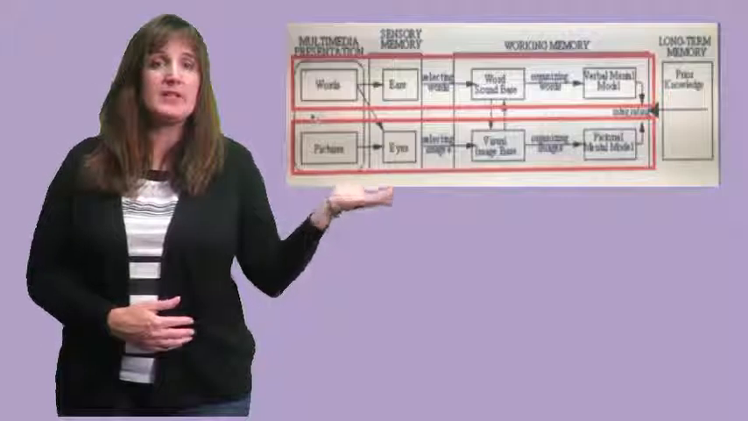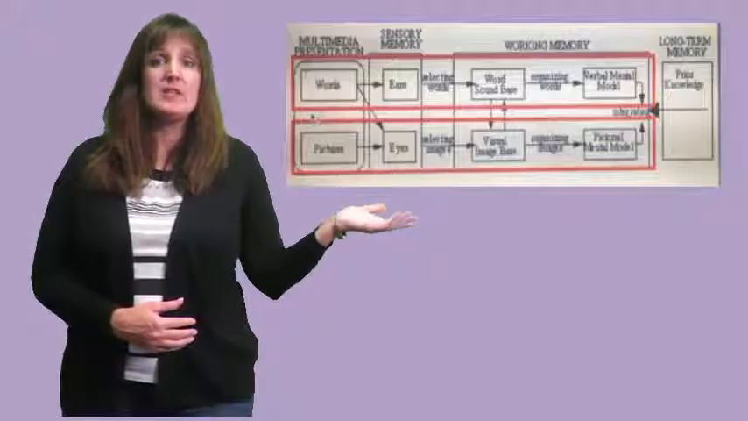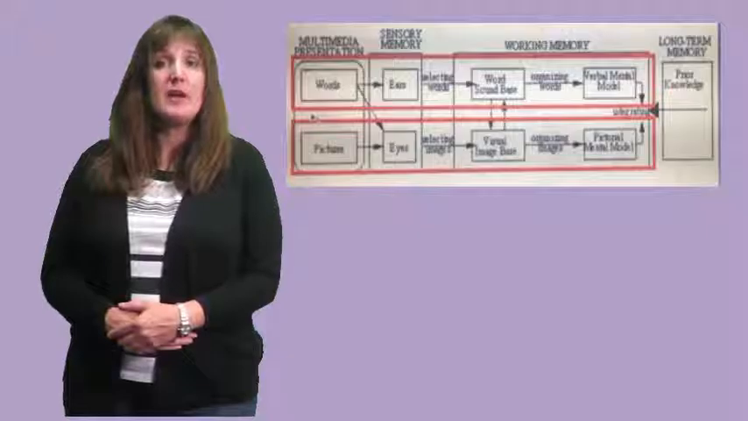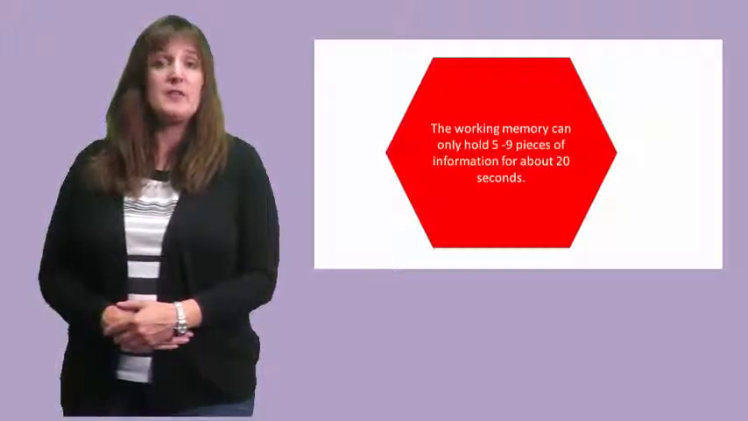There are 3 assumptions associated with this theory. The first assumption is based on dual channels. So this means that we process information through separate channels, one for the eyes and one for the ears. The second is limited capacity, and as we already mentioned, the working memory is limited. It can retain about 5 to 9 pieces of information for about 20 seconds.